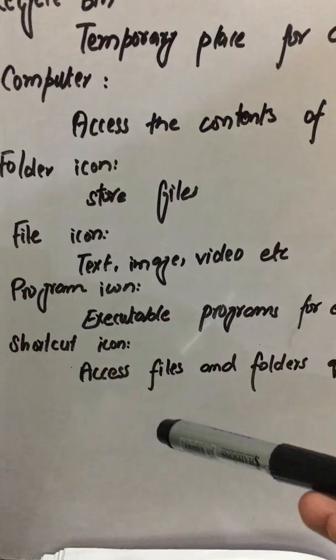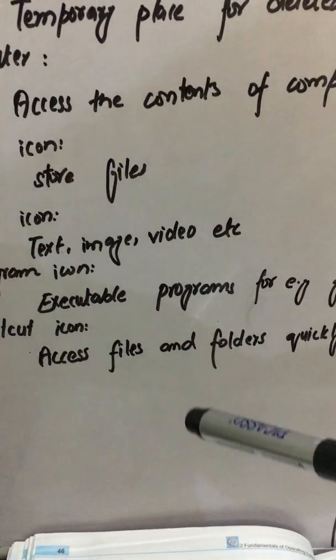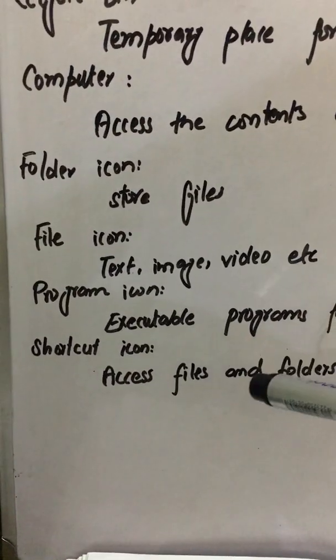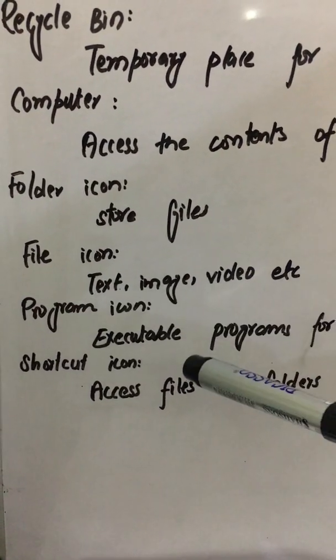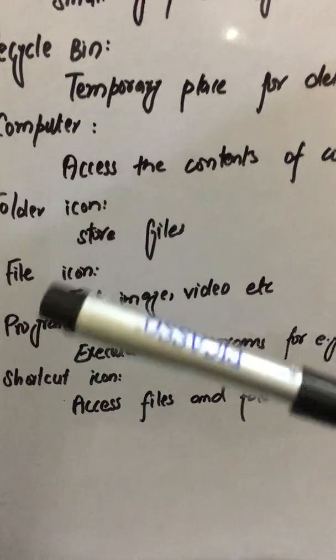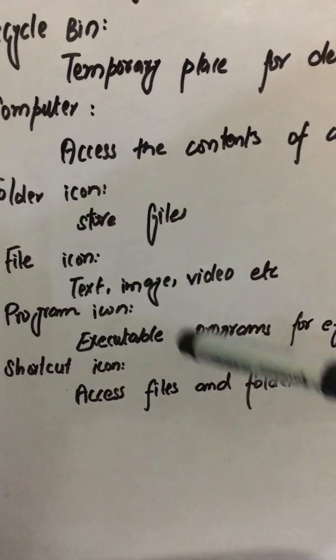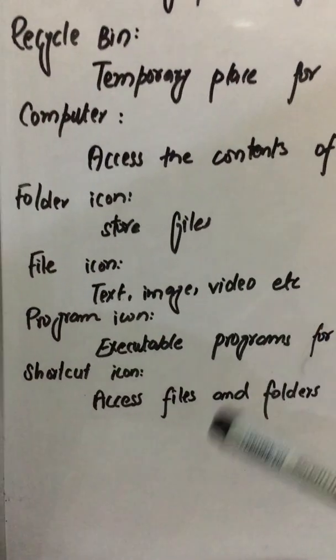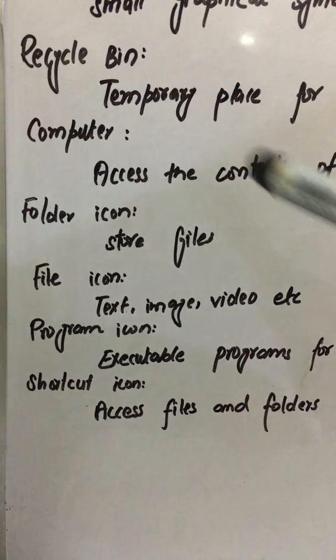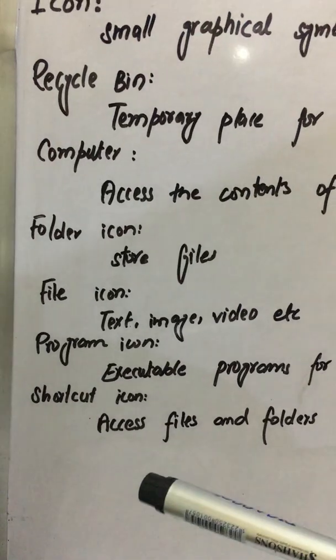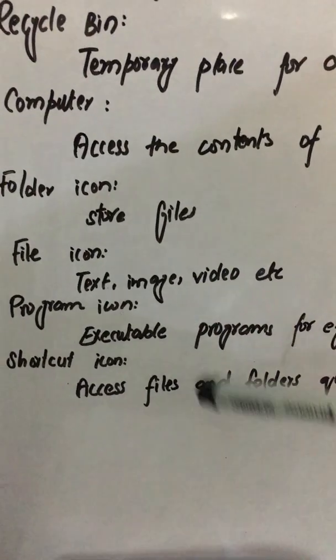Then we have the shortcut icon. Shortcut icon is used to access files or folders quickly. They have an arrow at the bottom left corner and then the name below it, which shows that this is a shortcut icon of a program, a file or a folder. So you can create a shortcut by yourself to access it quickly and easily.